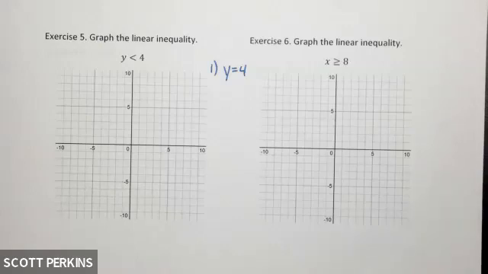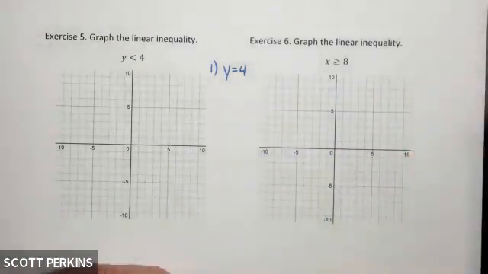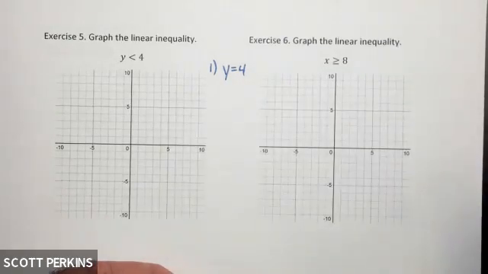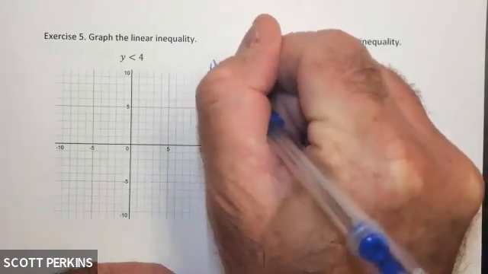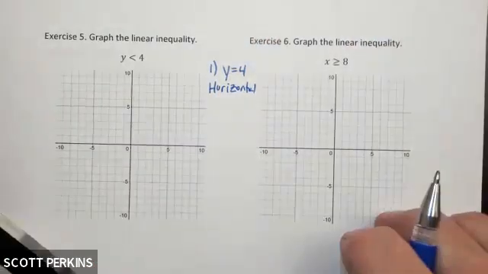All right, so when I write down my boundary, it's y equals 4. Now back in section 2.1, I made a recommendation to you. I said this is one of the 2 lines I would just recommend remembering. What kind of line is y equals 4? It's horizontal. So I'm going to do a horizontal line at the y value 4.